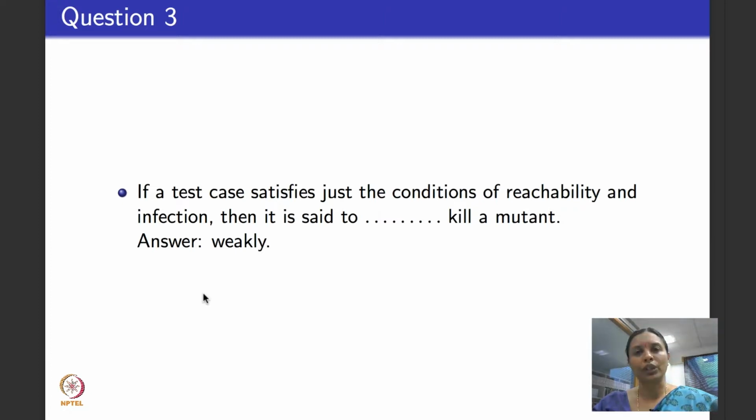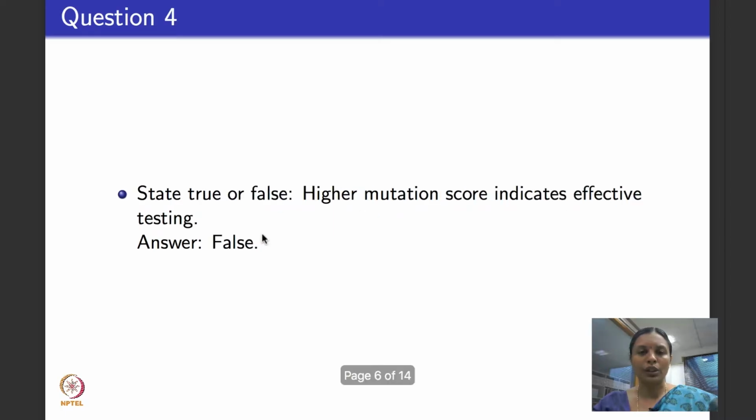The answer is, if it satisfies only reachability and infection, then the test case is said to weakly kill a mutant. If you remember, we had initially just defined the notion of killing a mutant. Later, I had refined it to weakly killing and strongly killing a mutant. For weakly killing a mutant, just infection and reachability are enough. For strongly killing, I should do reachability, infection and propagation. The output should be different. So here I have just said reachability and infection, so the correct answer should be weakly killing a mutant.